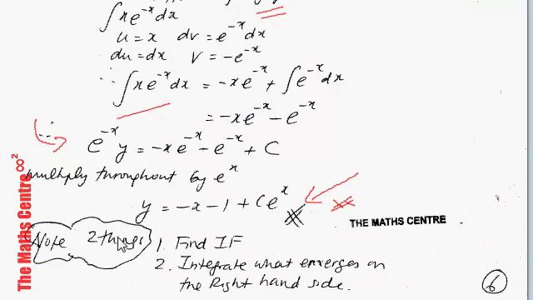A couple of points to note when using this method. First, we have to find the integrating factor, and once we have done that, we have to integrate what emerges on the right hand side. As part of our working, we have to integrate what emerges on the right hand side. In our case, this is what came out on the right hand side, x e to the power of minus x. So we have to integrate this. Essentially, these are the two things that we have done when we use the method of integrating factors.